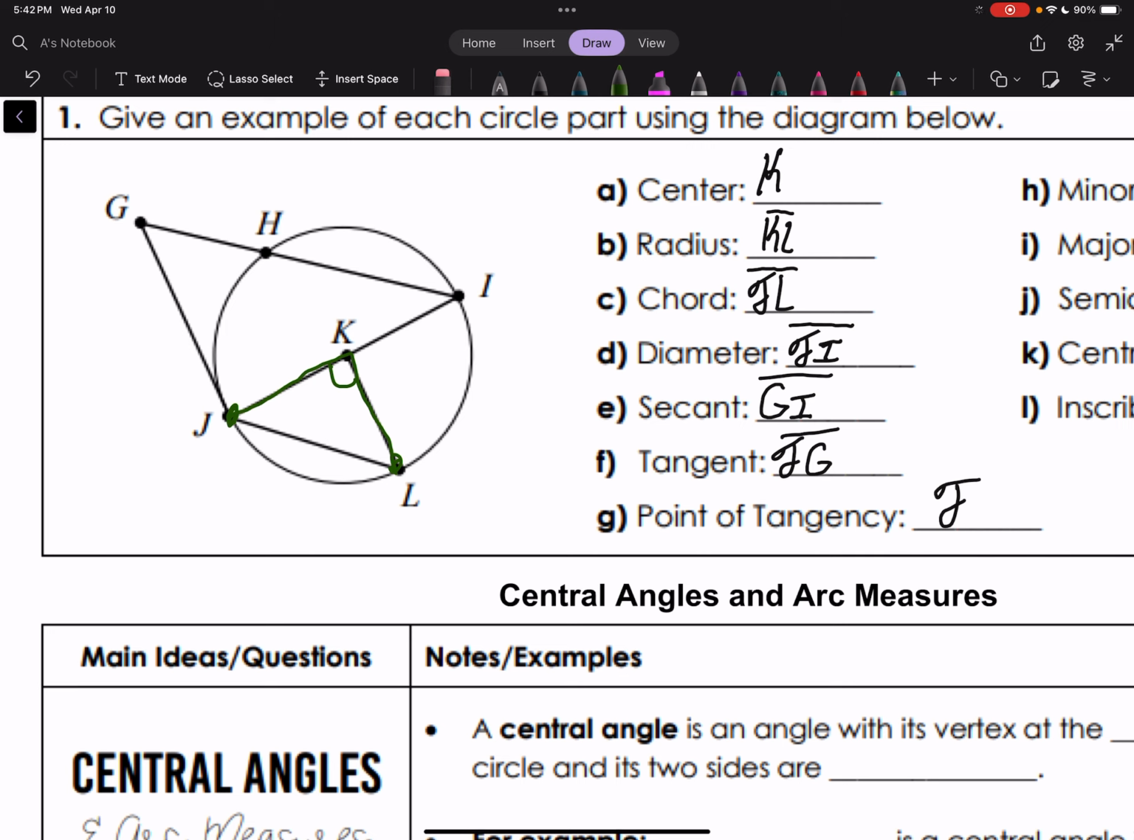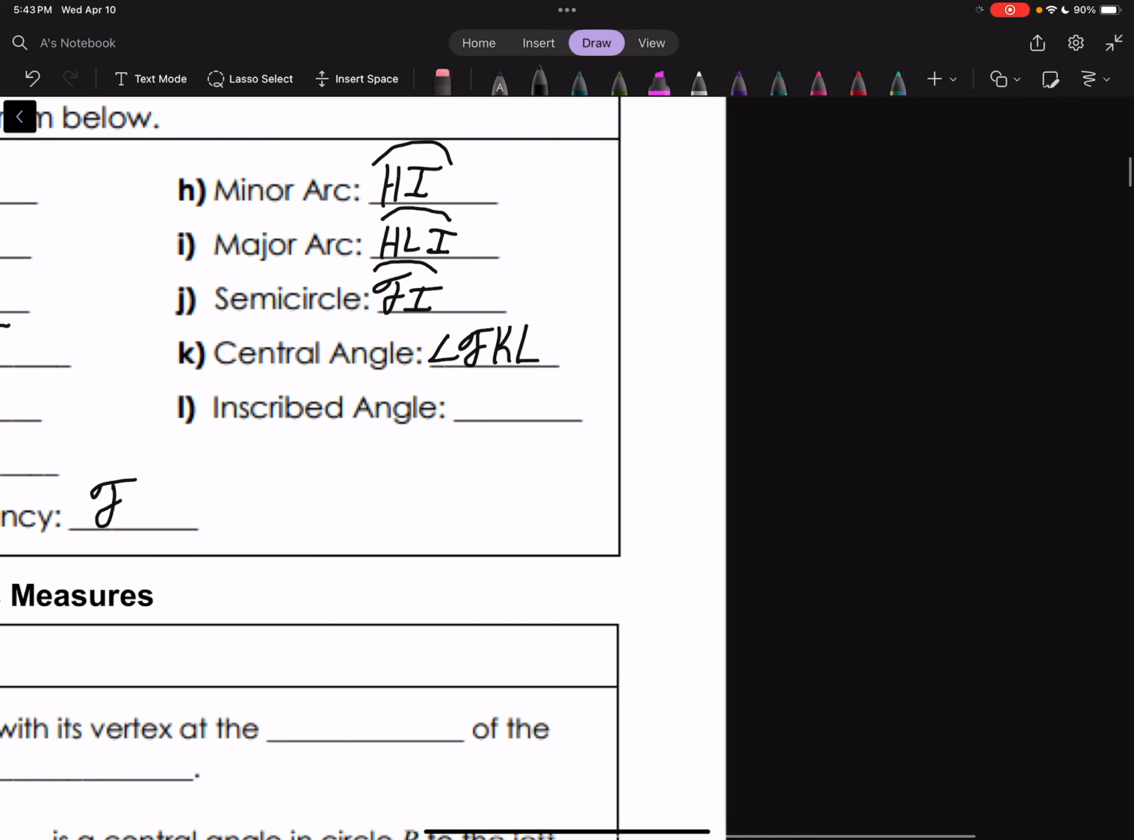My inscribed angle is if I take my circle, I'm going to pick J again, but instead of going to K, I'm going to go to I and then to H. This would be an inscribed angle. Instead of meeting at the center, they're going to be meeting on the side of the circle. So angle HIJ.